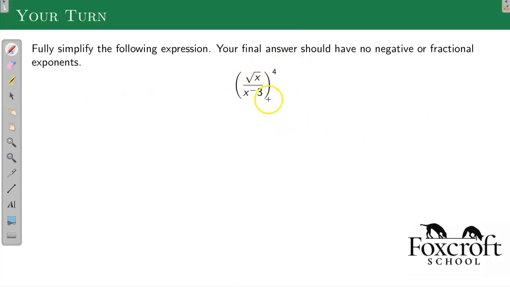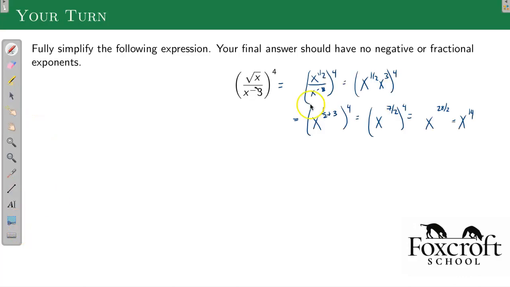All right, so here's one for you to try on your own. This -3 here should be in the exponent. It should be a little -3, not x to the -3. But go ahead and try this one on your own. I'll show you the answer in 3, 2, 1. And as always, there's a bunch of different ways you could go about this one. But the final answer I got is x to the 14th.